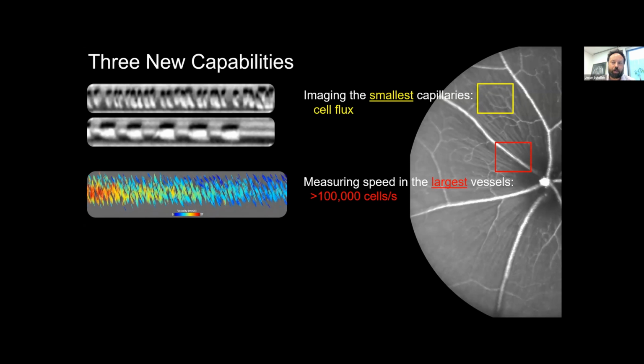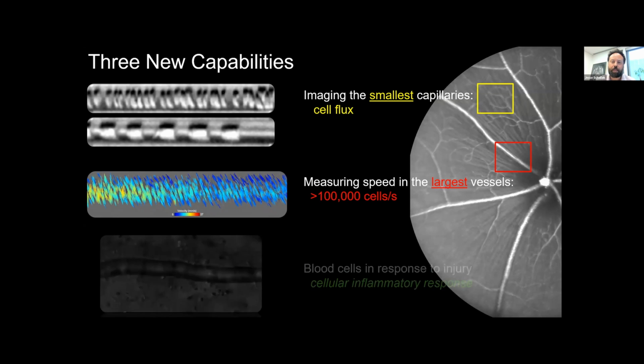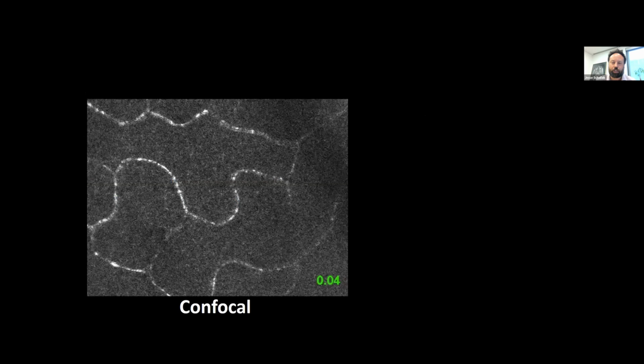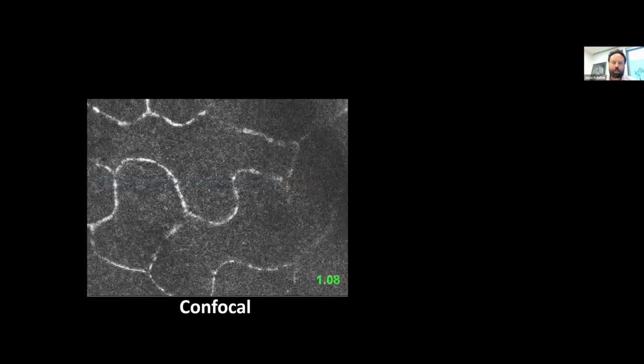Turning the adaptive optics camera now to the biggest of vessels, we can also certainly see those big vessels without AO, but AO allows us to see the individual blood cells, providing detailed measurements of the velocity of hundreds of thousands of cells per second. And the balance of today's talk will focus on the inflammatory response in the retina. This is something that happens in almost every retinal degenerative disease, there's an inflammatory component, and we're seeing some of the first glimpses of this using AO technology. So let's start with the capillaries.